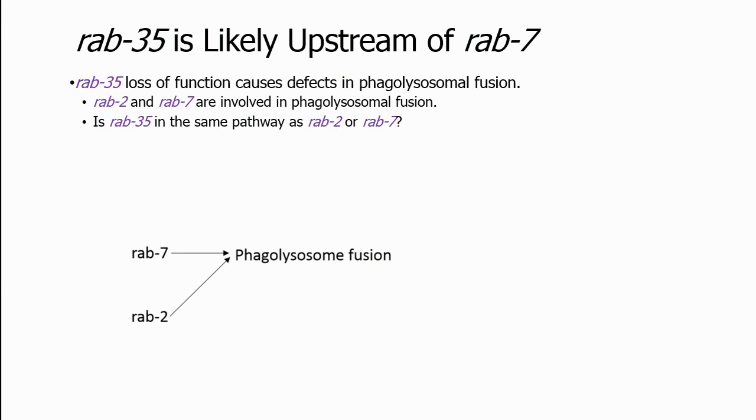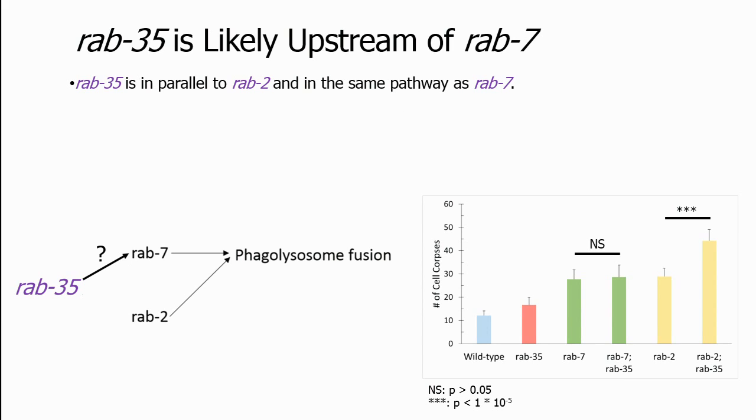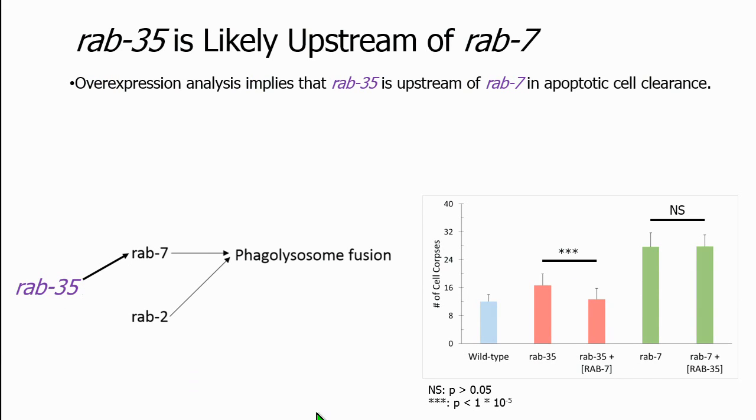So because there's a possible defect in phagolysosomal fusion, we wanted to see if RAB-35 was in the same pathway as either RAB-2 or RAB-7, which are both involved in this process. And what we found using epistasis analysis is that RAB-35 is in parallel to RAB-2, but it is in the same pathway as RAB-7. And when we do overexpression analysis, we see that overexpressing RAB-7 partially rescues the RAB-35 phenotype, but the inverse is not true, suggesting that RAB-35 is probably upstream of RAB-7. And this is consistent with previous research in endocytosis, as well as with the fact that RAB-35 comes onto the phagosome well before RAB-7 does.